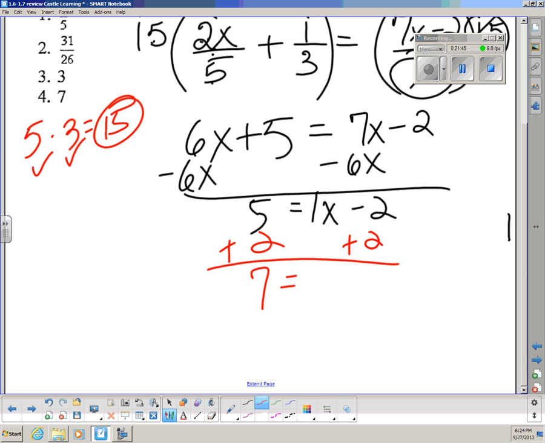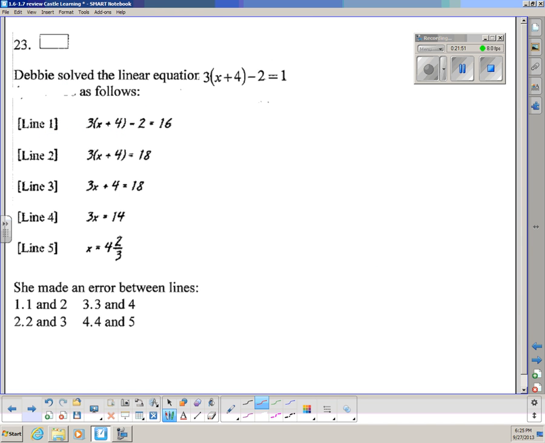And I'll add 2 to both sides. 5 plus 2 is 7. 7 equals x, or 1x. And we're at choice 4 here. All right, and we got one more here to do. Debbie solved the linear equation. It should read 3 times x plus 4 minus 2 equals 16 as follows. So line 1, I'm going to rewrite this. We have 3 times x plus 4 minus 2 equals 16.